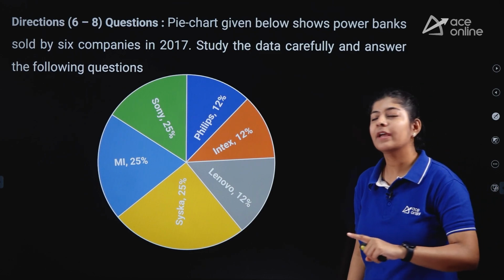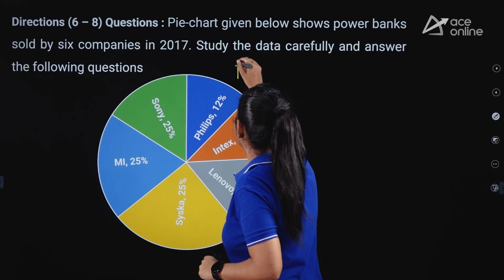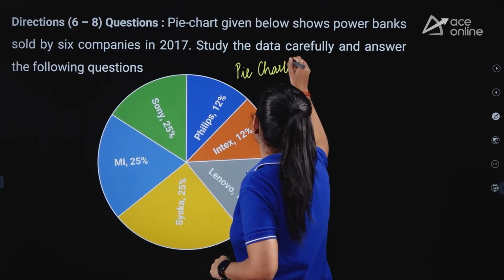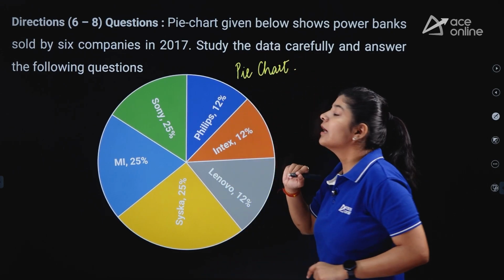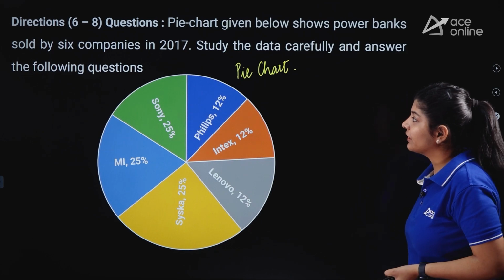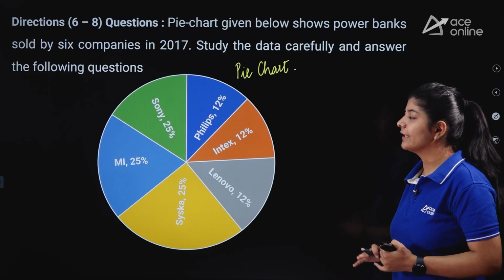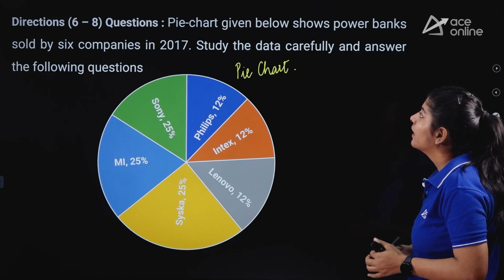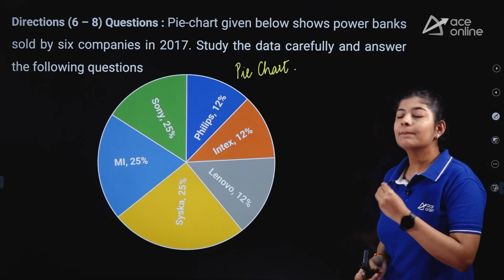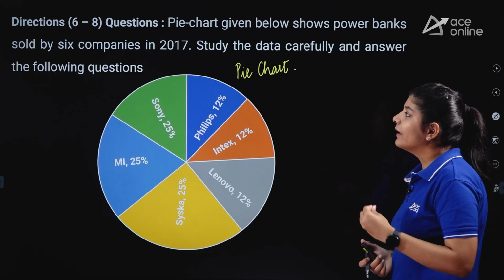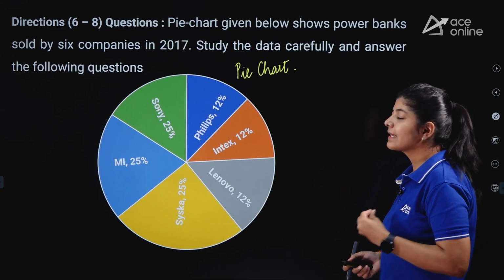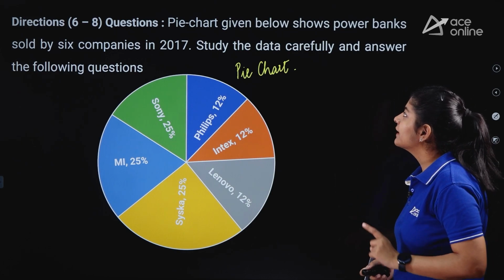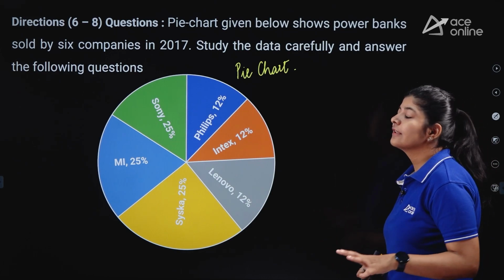Next, dear. So here we have a pie chart, and again we have 3 questions based on this particular pie chart. The question says: the pie chart given below shows power banks sold by 6 companies in 2017. Study the data carefully and answer the following questions.